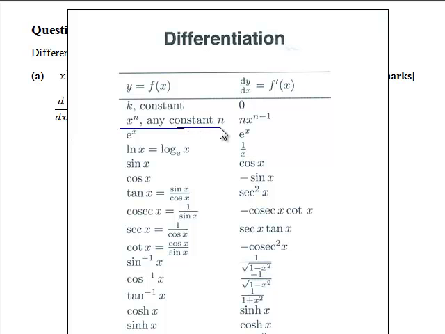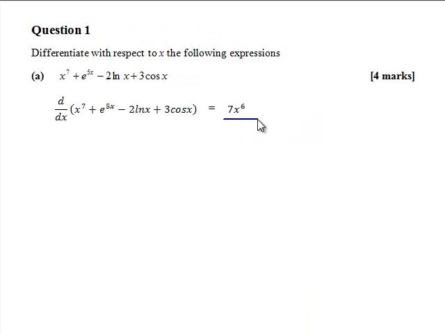This is the line we need. The differential of x to the n is nx to the n minus 1. So when n is 7, this will be 7 times x to the power of 6. So there we are. The next term is e to the 5x.